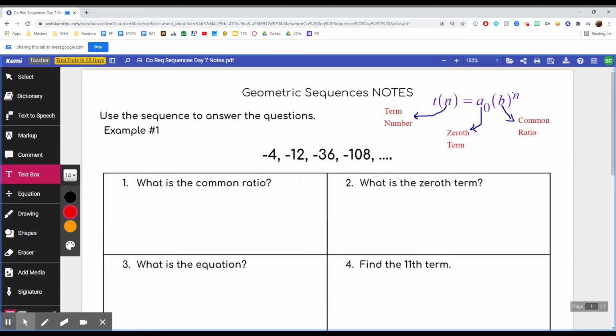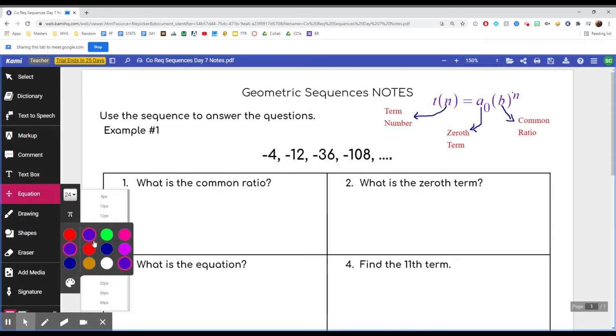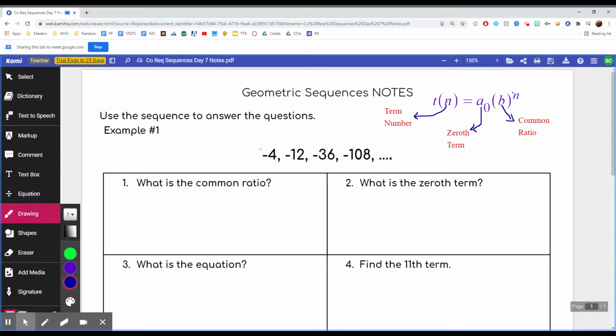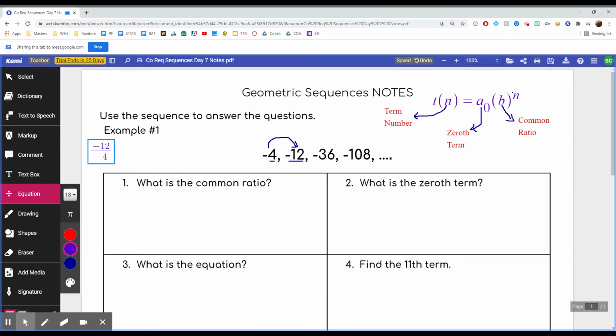Okay, then the first question for this is, what is the common ratio? To help us answer this question, we're going to create a ratio. So what are we doing to go from -4 to -12? I'm going to divide -12 by -4. Okay, so I'm going to do that right here. -12 divided by -4 gives me +3. And you can always double check this by dividing them in decimals.